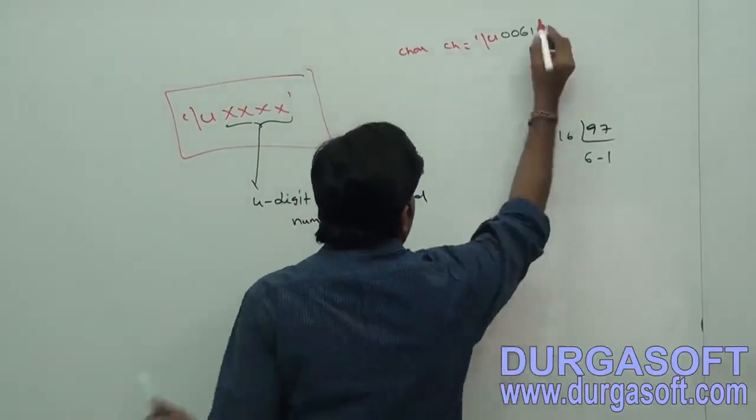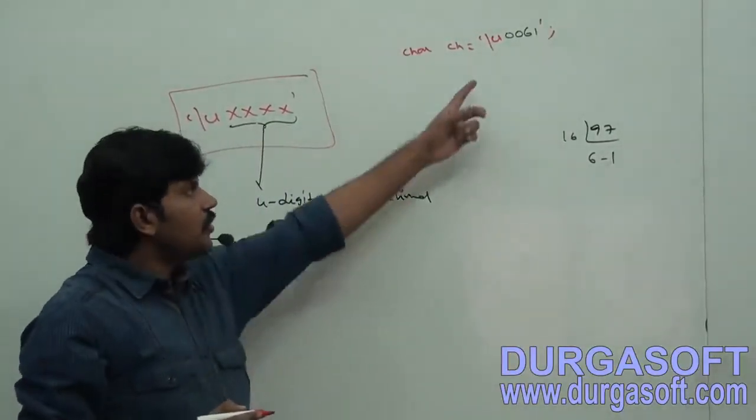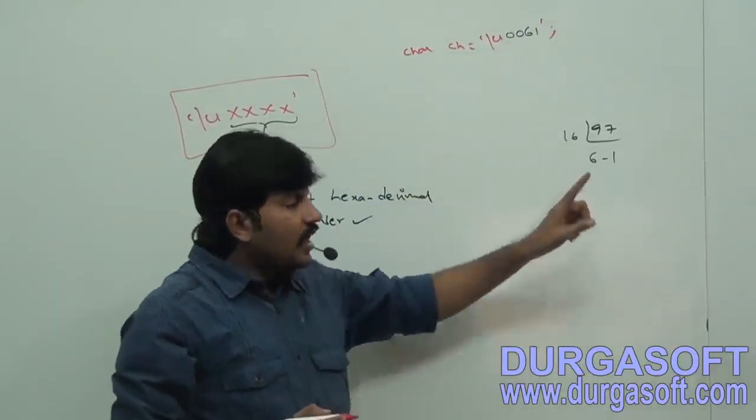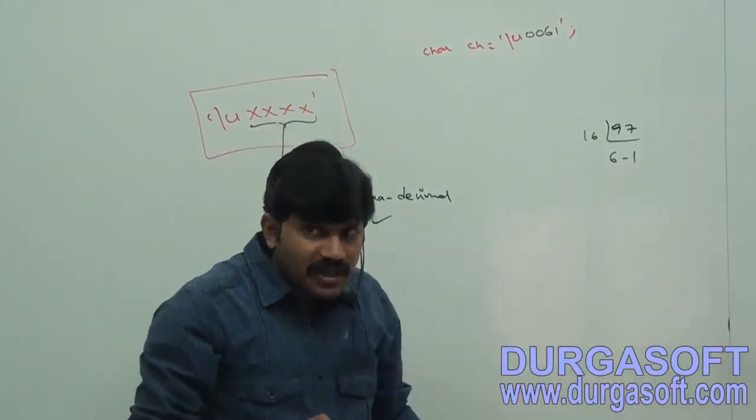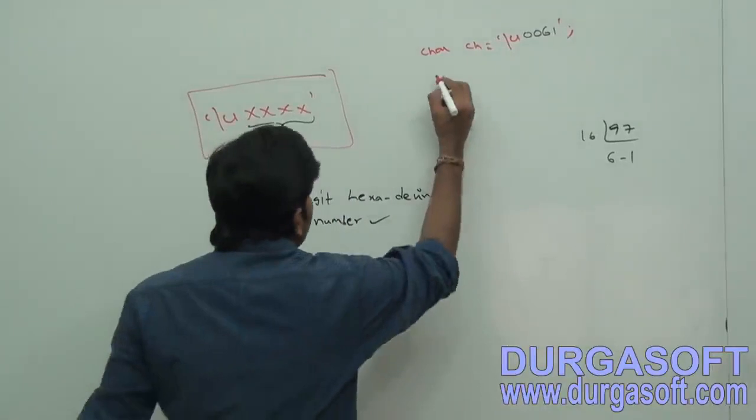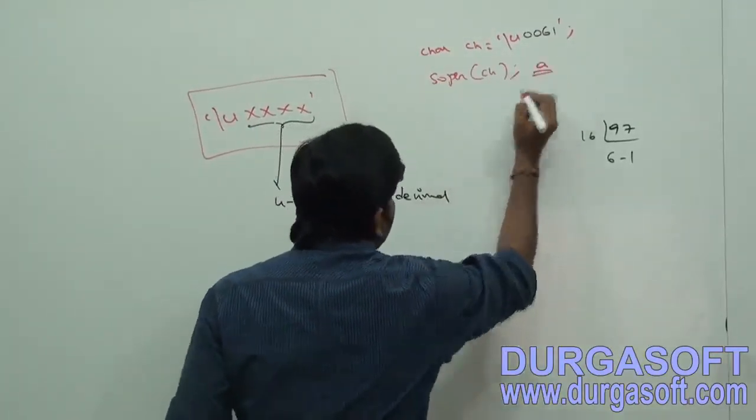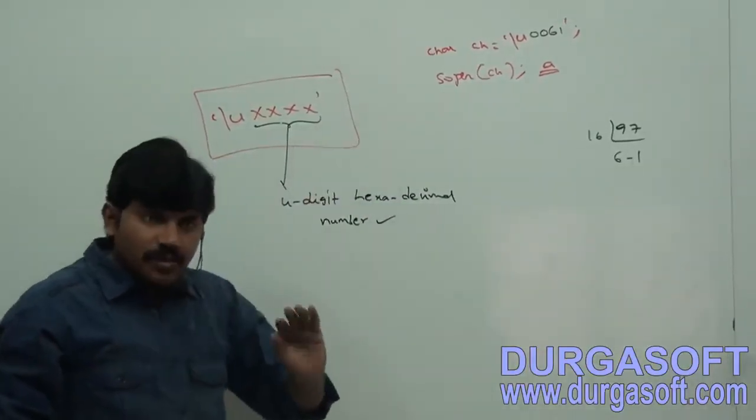\u0061. Whatever 4 digits you consider, it is a hexadecimal number. Hexadecimal number 61 means what? 97. 97's corresponding character means what? A. So if I print SOP of ch, the answer by default we are going to get is A. This type of style is also acceptable for char literals.